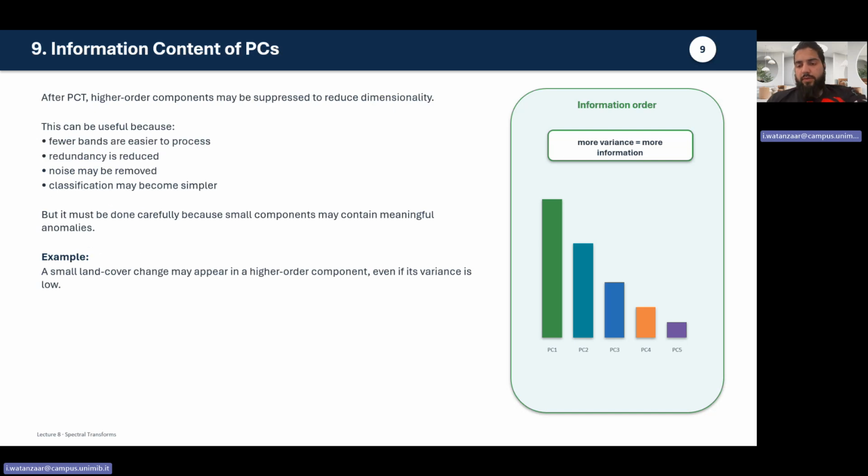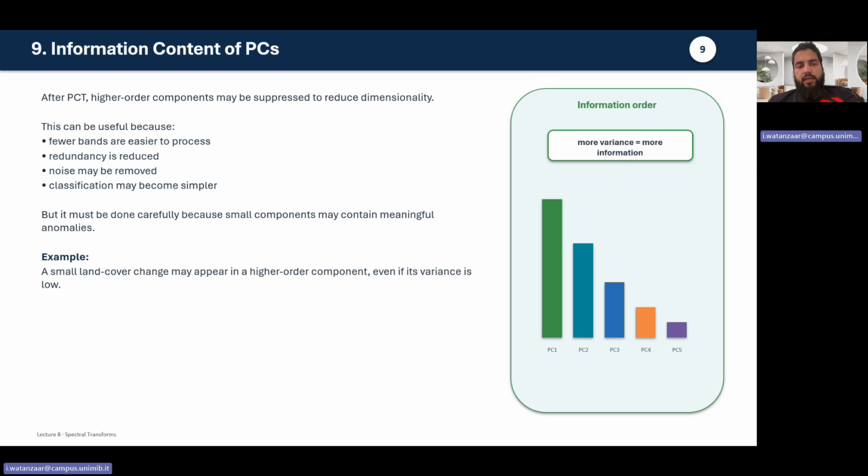Information content of the principal components. After the principal component transform, higher order components may be suppressed to reduce the dimensionality, because there is no major difference between the bands. This can be useful because fewer bands are easier to process. Exactly, that is the main idea. Redundancy is reduced, noise may be removed, and classification may become simpler because the information is already in class form or already pre-processed.